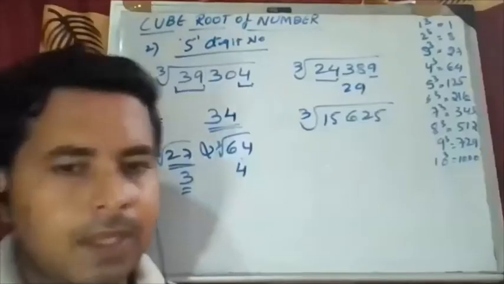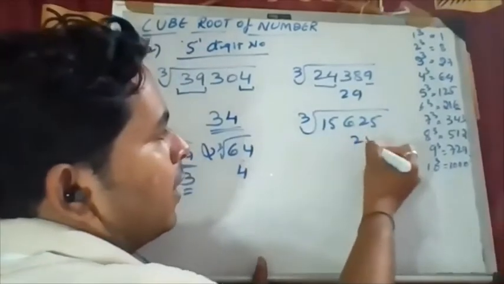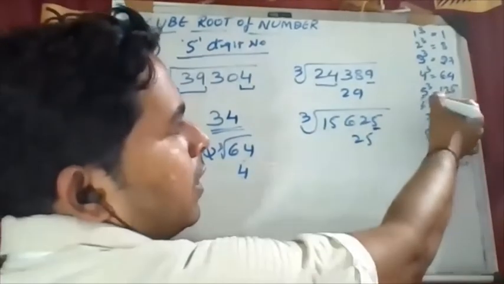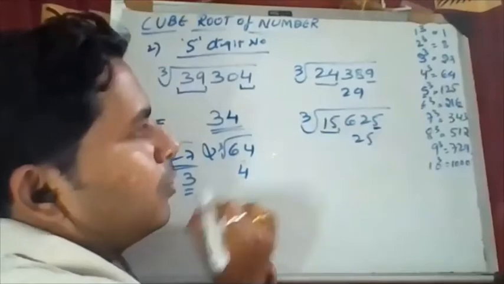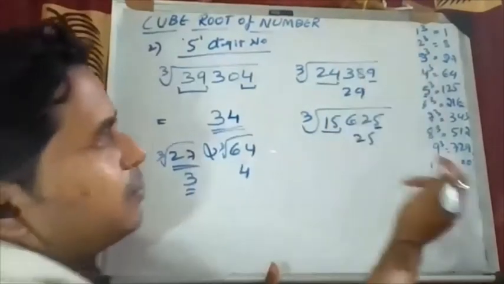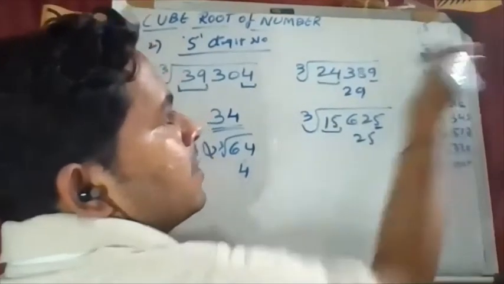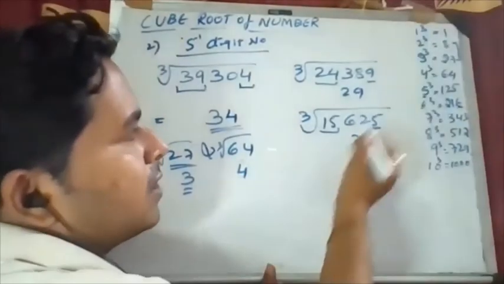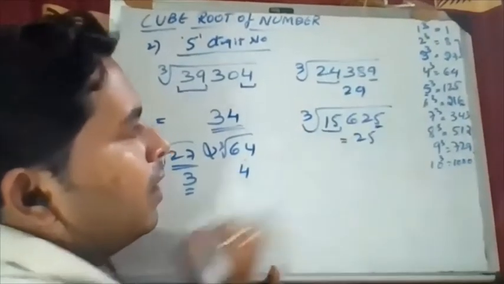So the answer will be 25. 25 cubed, the last digit is 5. So here is a 5, and the first digits are 15. 15 lies between 8 and 27, and the smallest number is 2. So your answer will be 25.